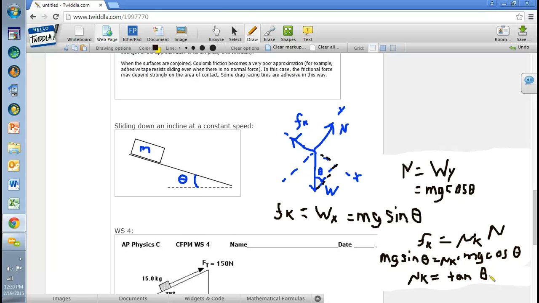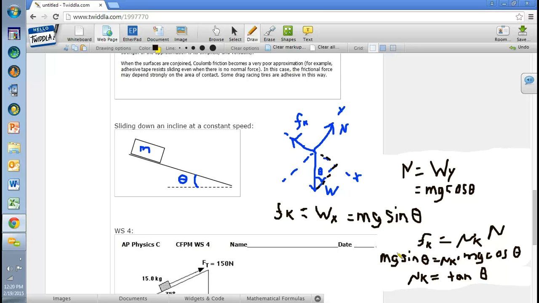So what that means is that if you got something moving down a ramp at constant speed, if you know the angle theta, whatever that angle is, 10 degrees, 20 degrees, whatever it is, if you take the tangent of that angle, that's going to give you the coefficient of friction.